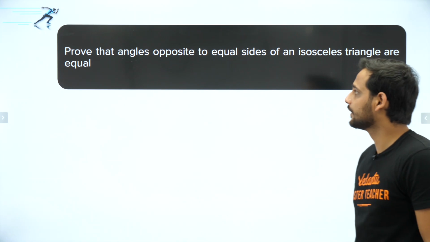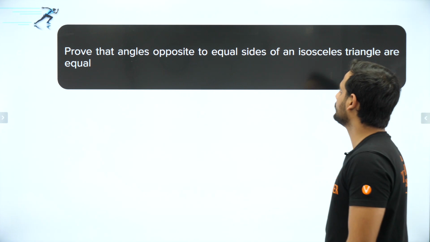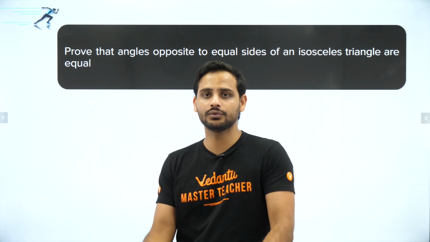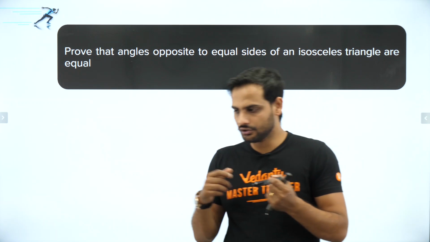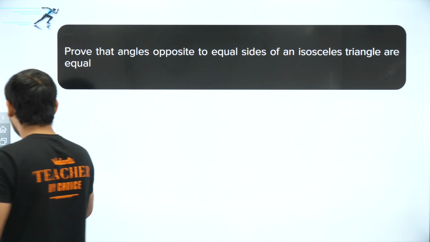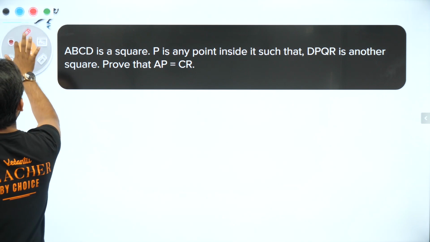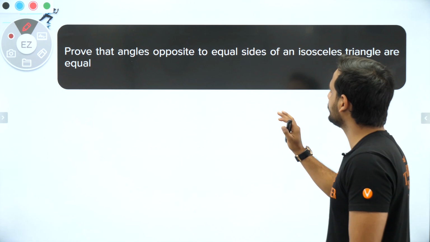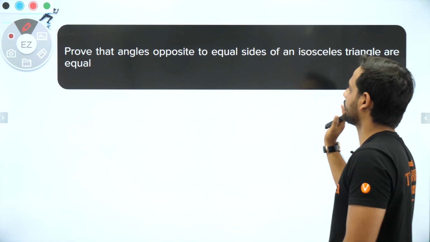The first question is, prove that angles opposite to equal sides of an isosceles triangle are equal. These are the prove-that questions, which I know many find difficult. So let us understand what is done here. See, what they have asked us here is to prove that angles opposite to equal sides of an isosceles triangle are equal.